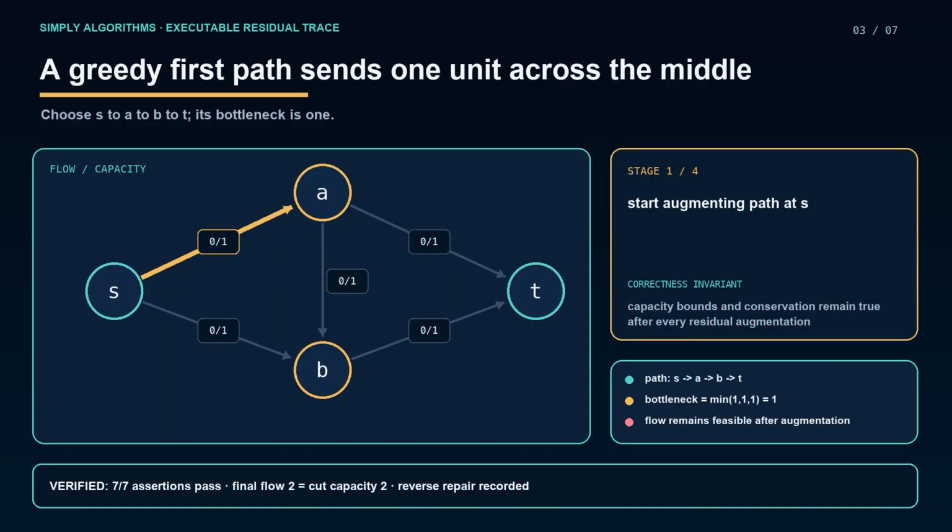Suppose the first search greedily chooses the crossing path S, A, B, T. Every residual edge on that path has capacity 1, so the bottleneck is 1. Adding 1 unit saturates all 3 path edges. The result is still feasible, but its current value is only 1, and it has used the awkward middle edge.